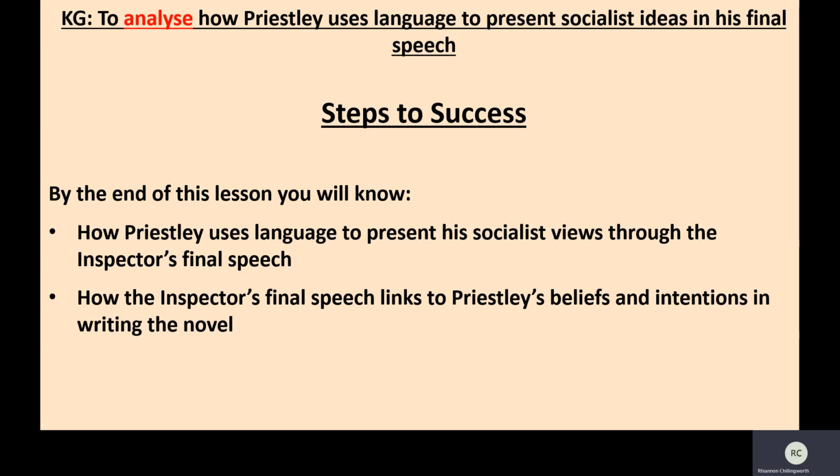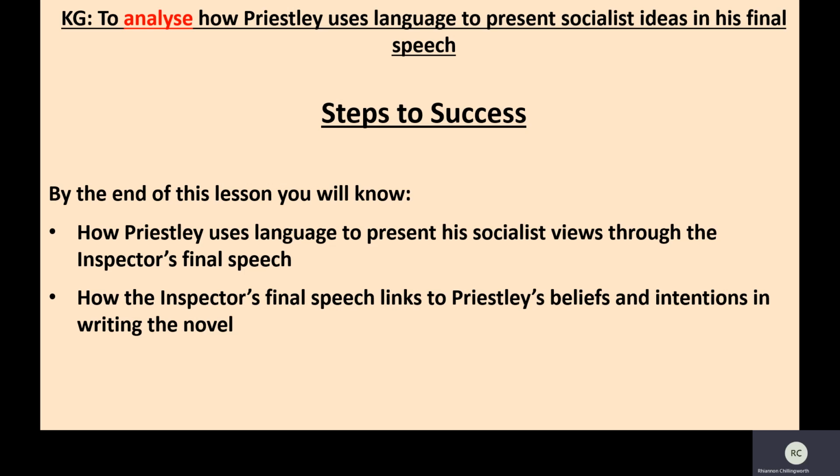So today we're going to analyse how Priestley uses language to present socialist ideas in the inspector's final speech. Okay, so we're only going to be looking at a really short bit of the play today. So by the end of the lesson, you will know how Priestley uses language to present his socialist views through the inspector's final speech, and how the inspector's final speech links to Priestley's beliefs and intentions in writing the play.